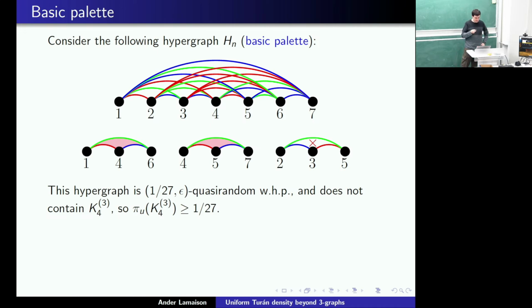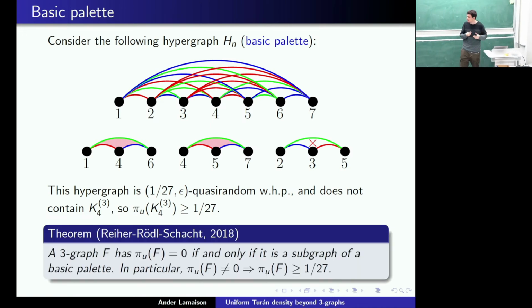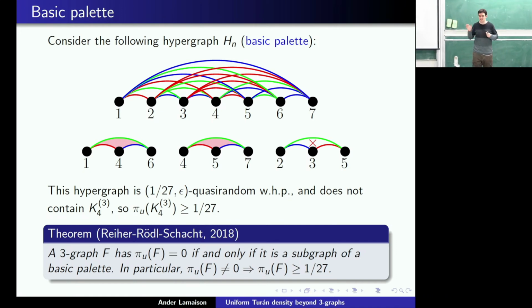And why is this basic palette important for uniform Turán density? Why did I not explain the construction that motivated the definition instead? It's because of a theorem by Reiher, Rödl, Erdős and Sós. They precisely tell you when the uniform Turán density is 0. It's precisely when your hypergraph is a subgraph of the basic palette.